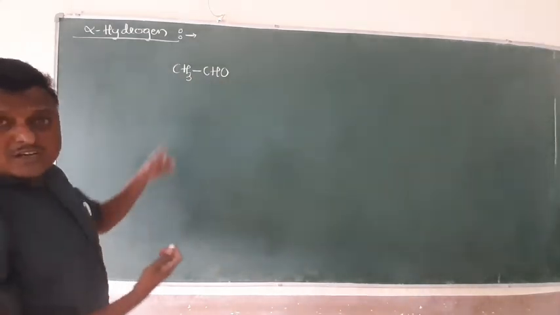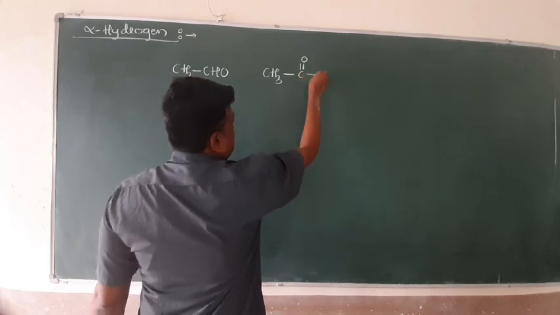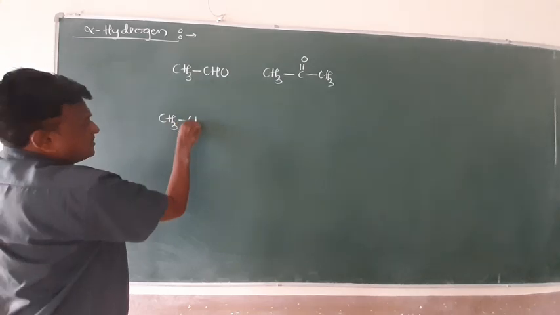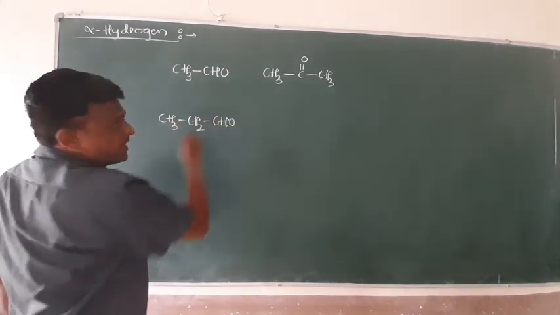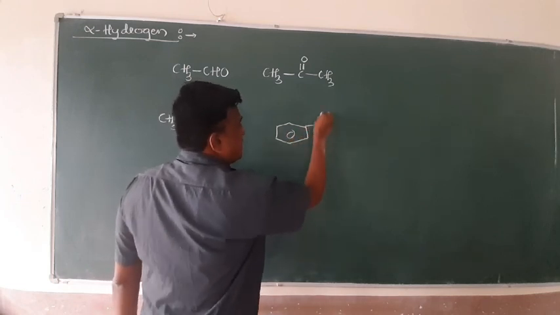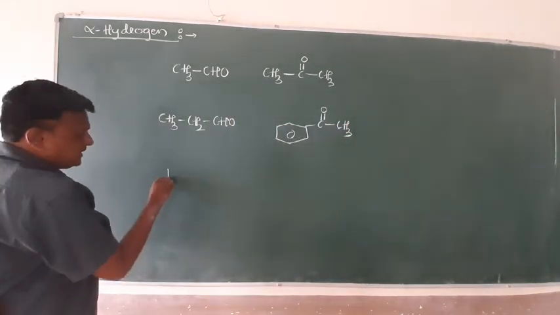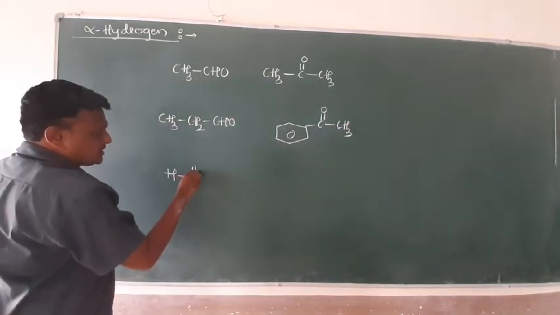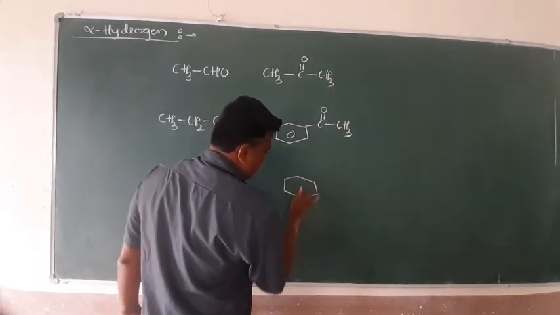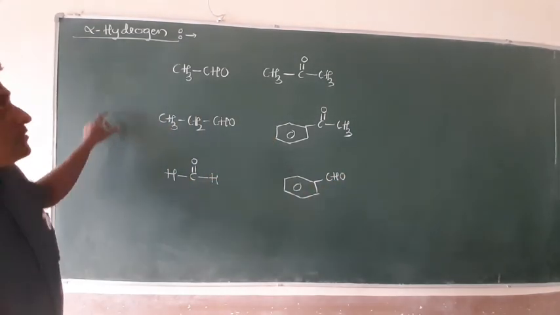This is acetaldehyde, and we consider acetone, and here propanaldehyde, and now we consider acetophenone. This is acetophenone, and then this compound is formaldehyde, and now consider the compound benzaldehyde. It's a very important aspect of the alpha hydrogen.